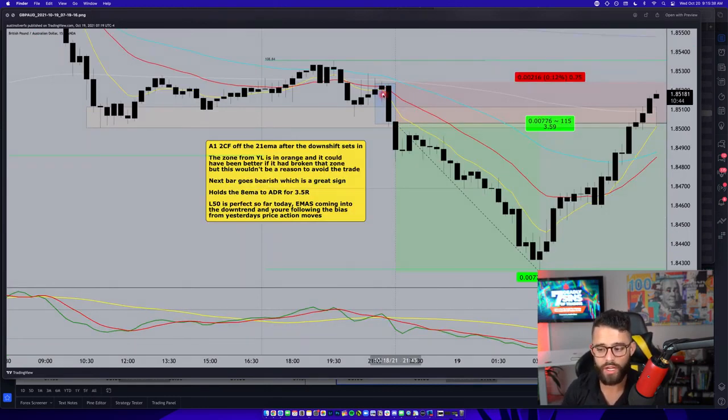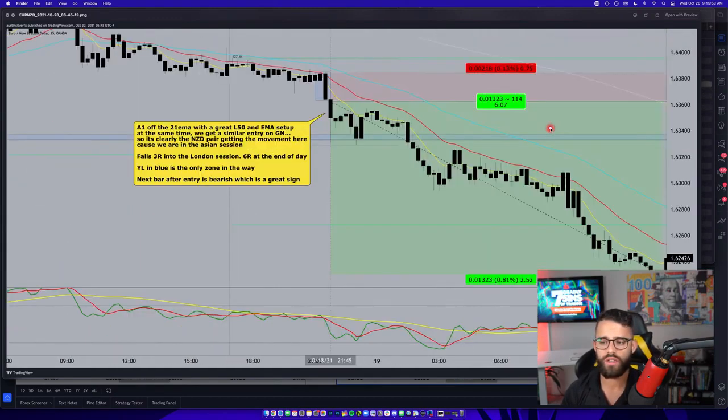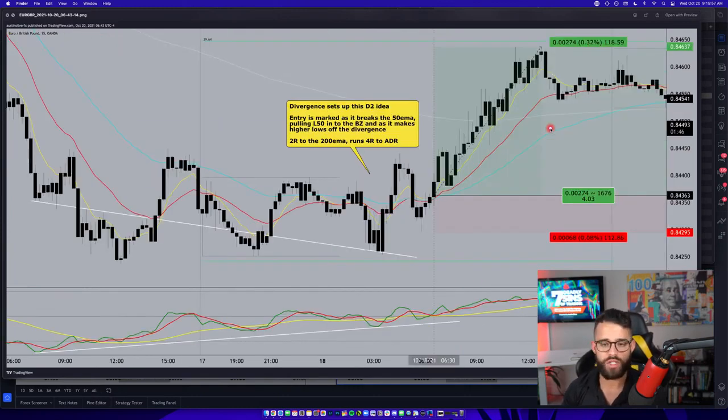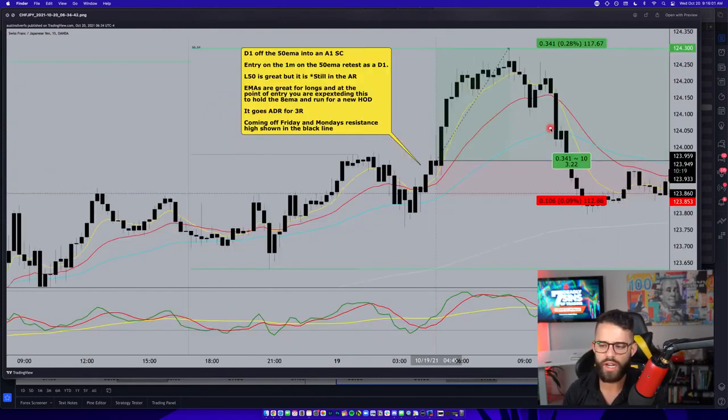Look at the similarity. 2-candle formation, perfect market sentiment, great RSI, great falling trend line. Next bar stays bearish. That says stay in the trade. It holds the 8 EMA down to ADR, 77 pips, 3.5R. How similar is that to this trade? So similar. Here, this is another entry. That's a D2 entry. We're not going to go into that too much right now. That's more for a different video, more for the courses.